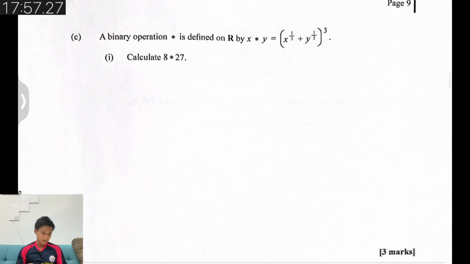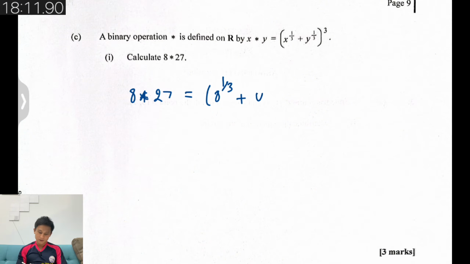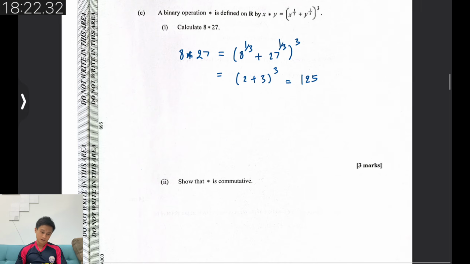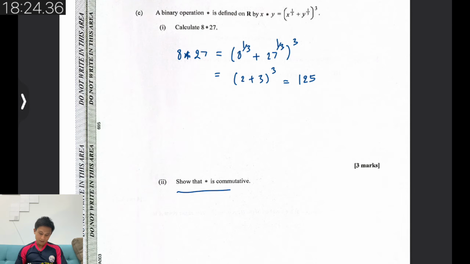Next, part C. A binary operation asterisk is defined on R by that. Calculate, this is just to follow that operation there. So it's 8 to the cube root, and y, 27 to the power of a third, to the power of 3, so that's 2 plus 3 to the power of 3, so 5 to the power of 3 is 125. That's not bad there. Show that operation is commutative.